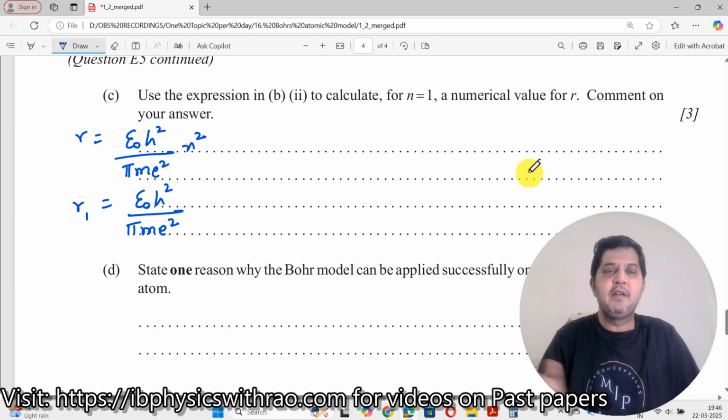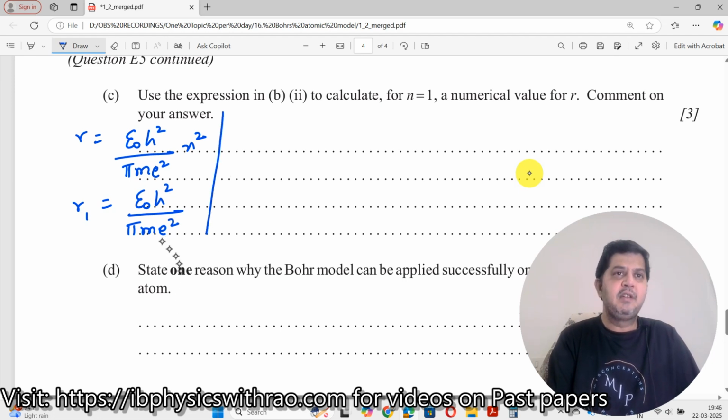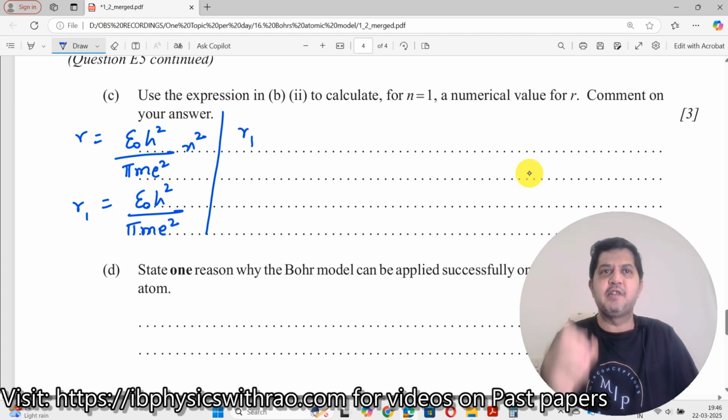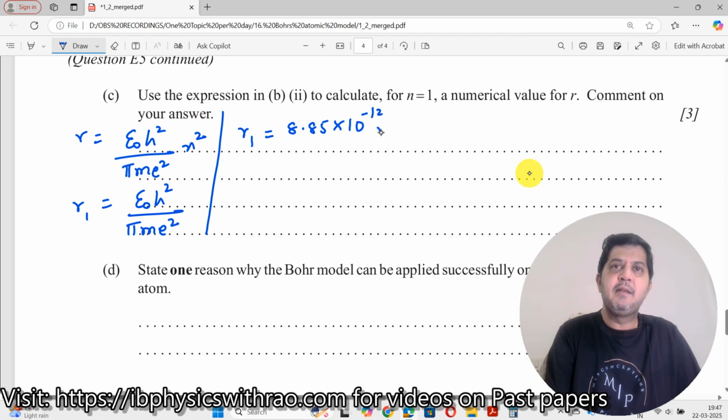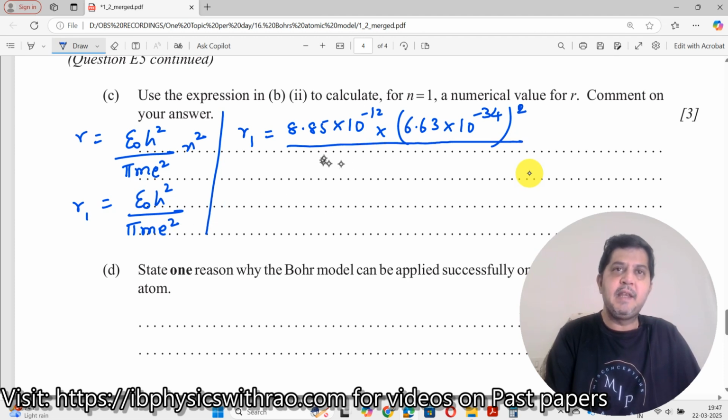Everything is right. Now what I need to do? Substitute all the values. Now how do you substitute? The values of all these are given in your data booklet. You need not worry. You can use your calculator to do it. Let me write it down, then you can use your calculator. R1 is equal to 8.85 into 10 to the power of minus 12 multiplied by 6.63 into 10 to the power of minus 34 the whole square, okay, divided by pi 3.14 multiplied by m.